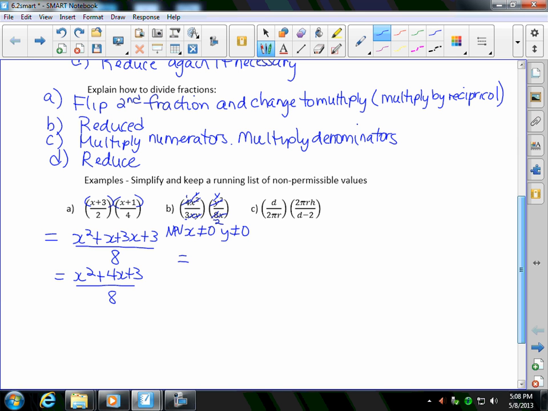So if I look at what I'm left with here, I have a 1 over 3, and my other fraction, I have a y over 2. So my final answer is going to be y over 6, with my restrictions of x is not equal to 0, y is not equal to 0, and my final answer of y is y over 6.